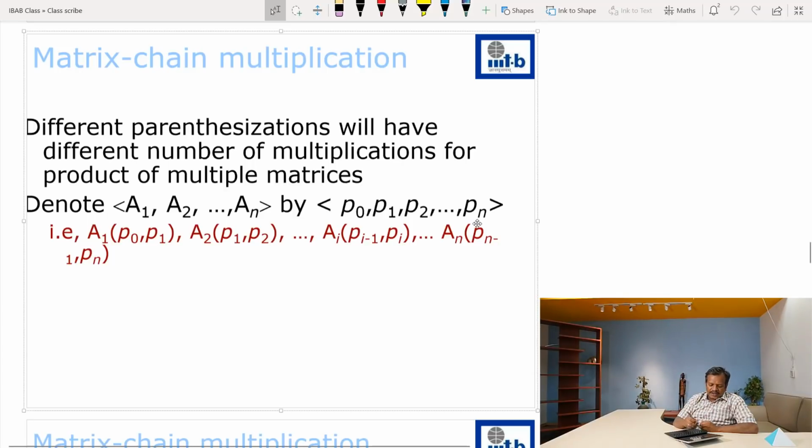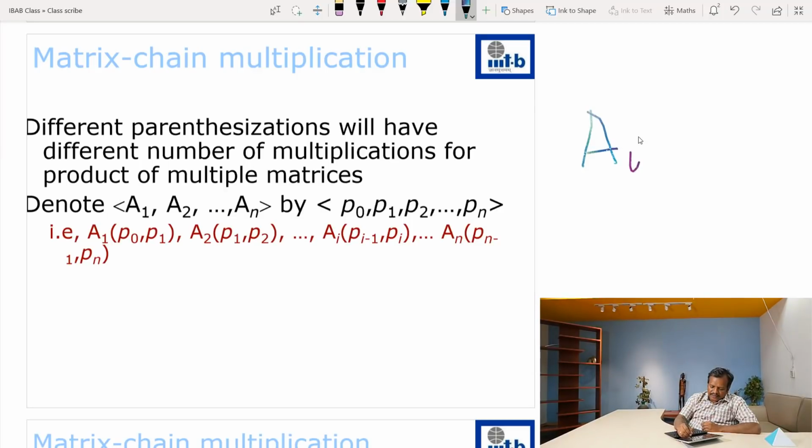The assumption here is that A1 is of size P of 0 cross P of 1, and A2 is P1 cross P2. In general, our assumption is that A of i is a matrix of size P of i minus 1 cross P of i. So the first one is P of 0 into P of 1, the second one is P of 1 into P of 2. So we know that the size P of 1 here should be the same as this, only then the matrix multiplication is well defined. So given this A1, A2, ..., An, let's say that there are n matrices.